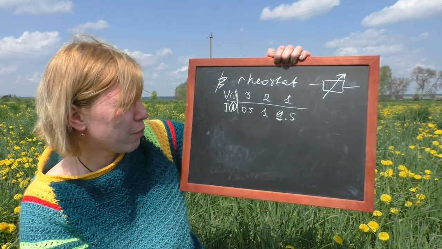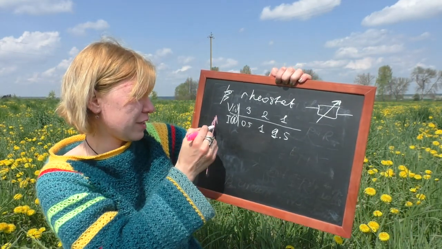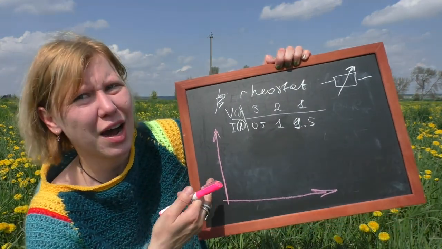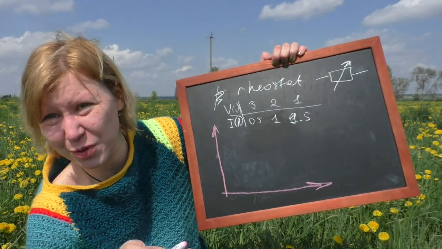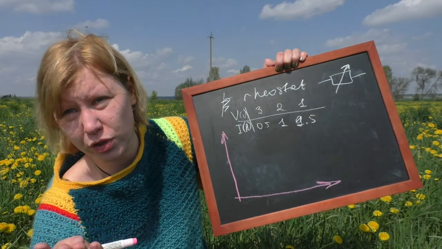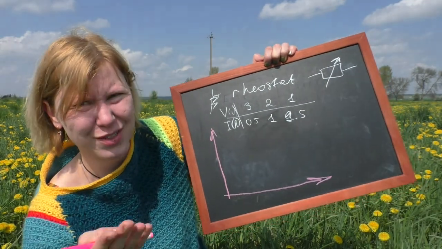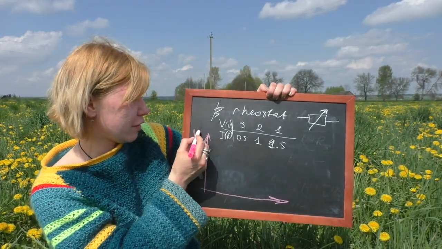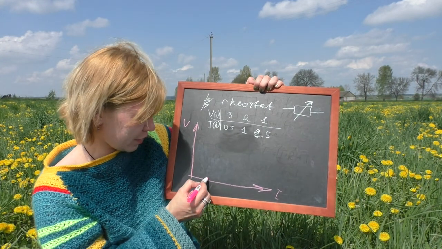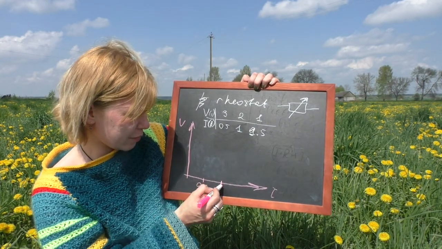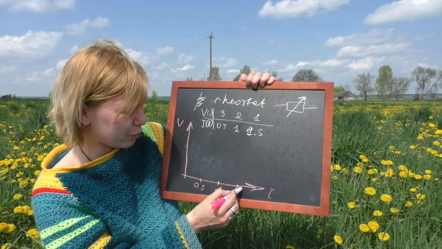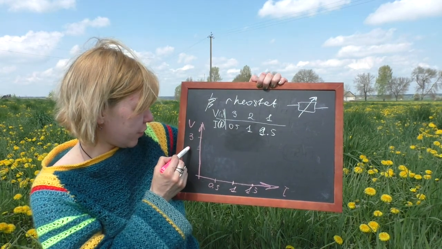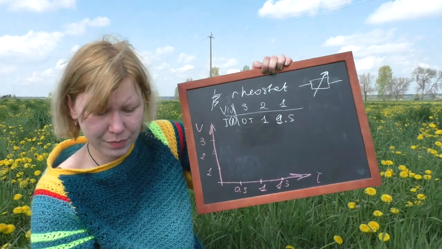So let's see what plot we can make for it. This methodics includes the graph, and we use the graph to find the electromotive force, this epsilon, this voltage that is provided from a battery, and we'll find the internal resistance. Here is voltage, here is current. Here is 0.5, for example, 1.5, and here is 1, 2, 3, so here is 3, 2, 1.